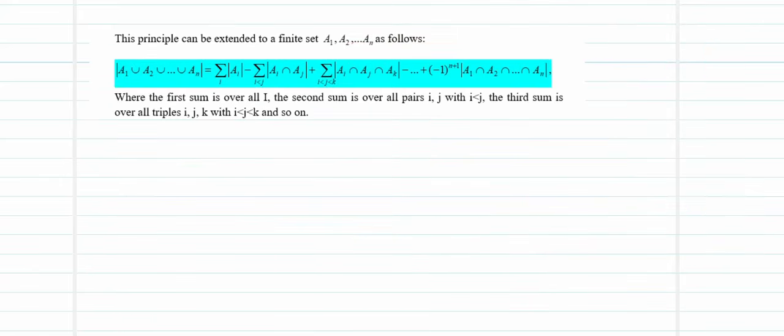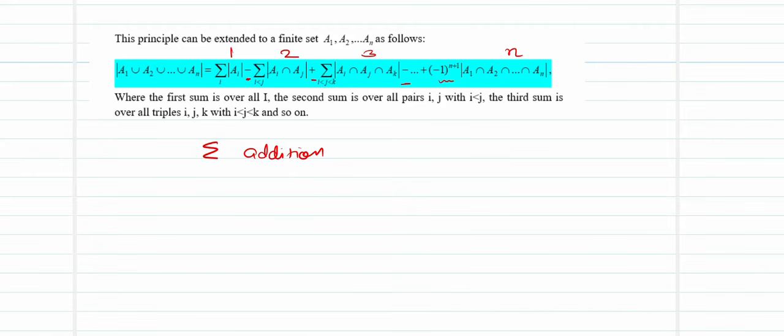We can generalize this for any number of subsets A1, A2 up to AN. The formula for A1 union A2 union and so on up to AN is the summation, meaning addition, of the cardinalities taken one at a time. The second symbol is minus, the third is plus, the fourth is minus, the fifth is plus, and so on. So the nth term will be minus 1 power n plus 1. Then you have elements taken two at a time, three at a time, and so on, up to n at a time. These are the generalization of the principle of inclusion and exclusion.